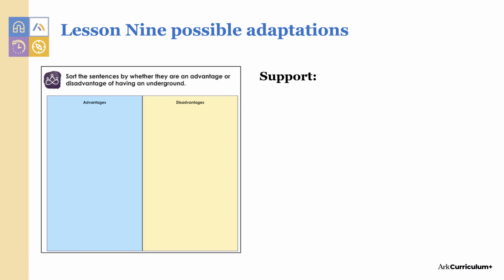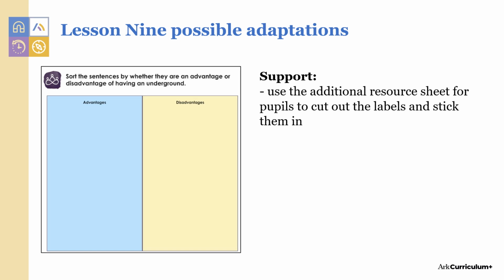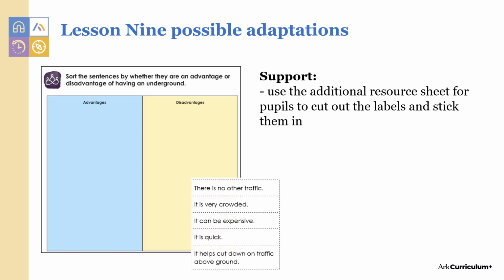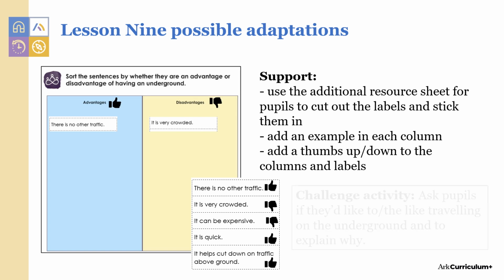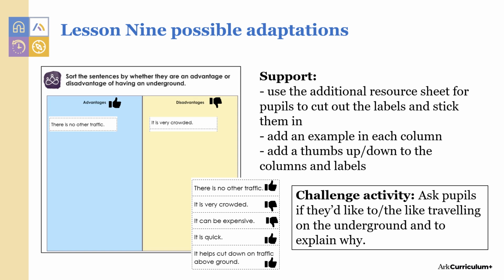In lesson 9, pupils need to sort the sentences by whether they are an advantage or a disadvantage of having an underground. Support pupils by using the additional resource sheet for pupils to cut the labels out and stick them in. You could also add an example to each column. For further support, you could add a thumbs up or down to the columns and labels. Challenge pupils by asking them if they would like to travel on the underground and to explain why.